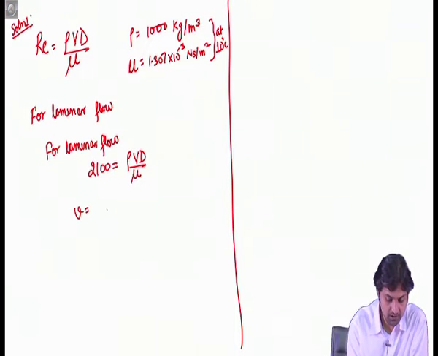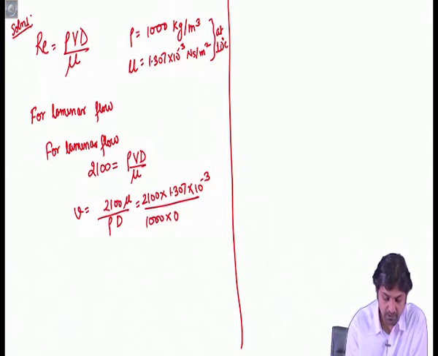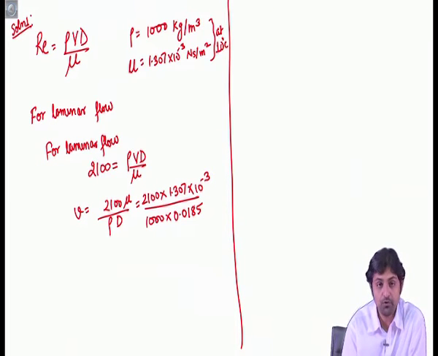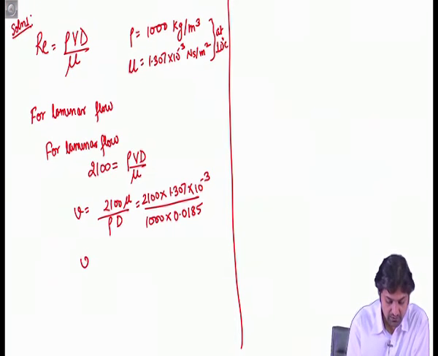So the velocity is going to be 2100 mu divided by rho into d, or we can write 2100 into 1.307 into 10 to the power minus 3 divided by 1000 into the diameter of the pipe, which is given as 0.0185. 1.85 centimeter is 0.0185 meters, and this will give us 0.148 meters per second at 10 degrees centigrade.